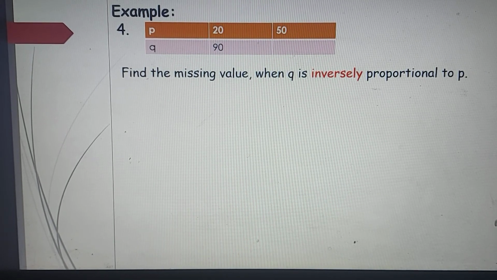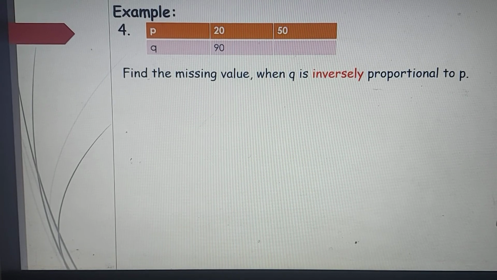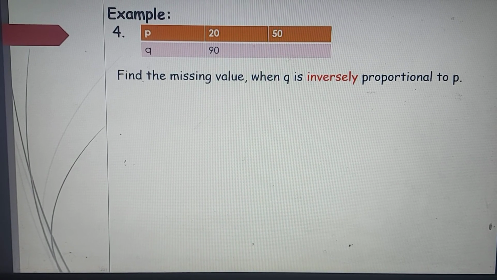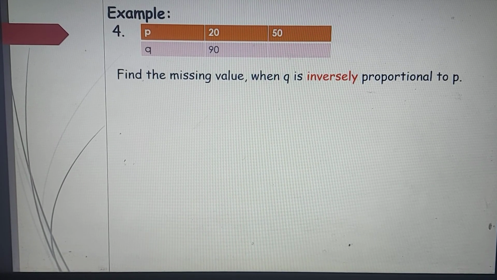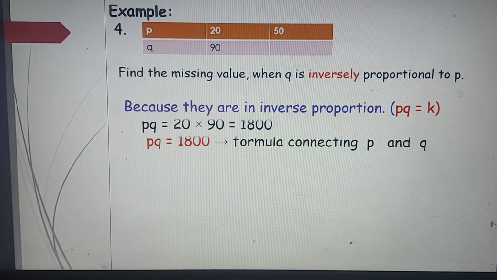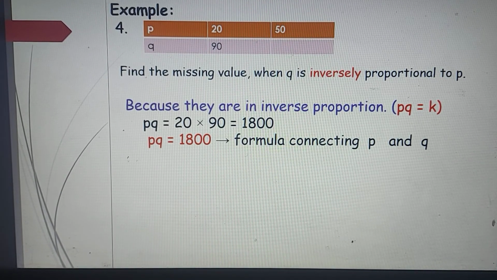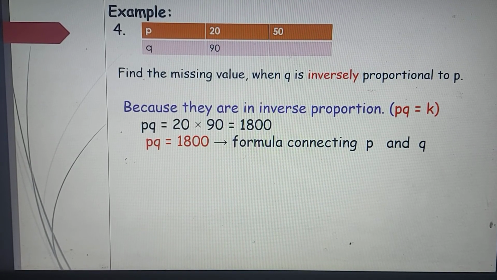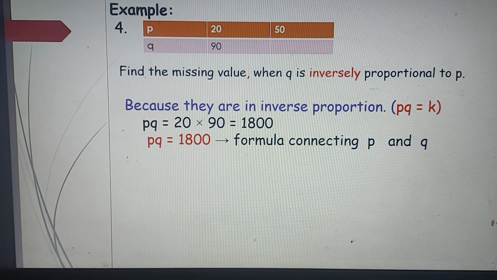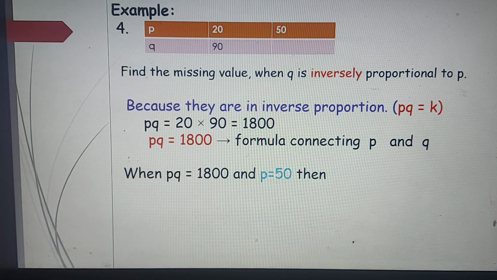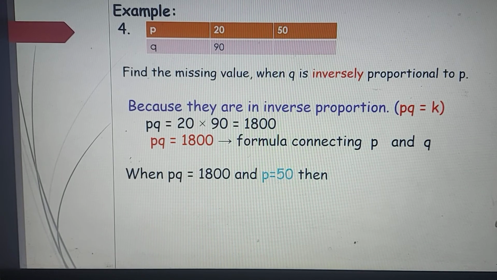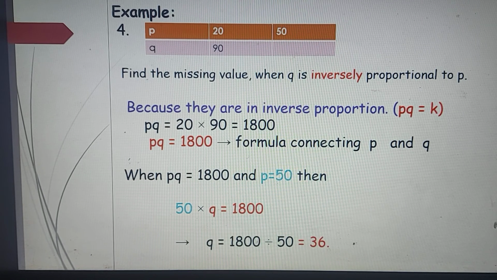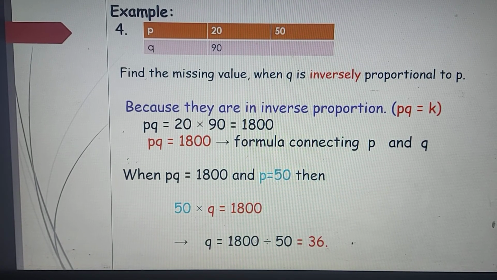Example 4. Find the missing value when Q is inversely proportional to P. Of course, you know that when two variables are inversely proportional, you need to take the product. PQ equals the constant number. So when you multiply, you have 1,800. And the formula connecting P and Q is PQ equals 1,800. Now to find the missing value Q, given that P equals 50, we need to make Q the subject of the formula. So Q equals 1,800 divided by 50, and that will give us 36.